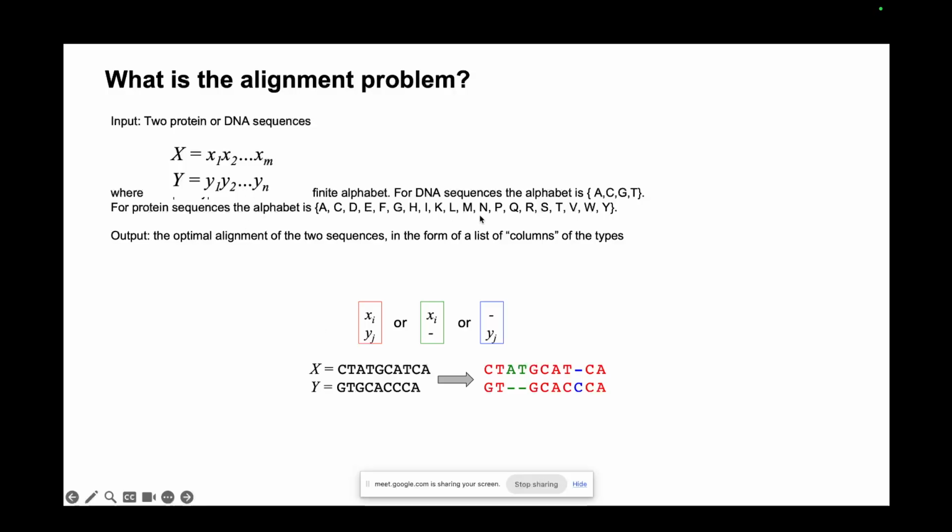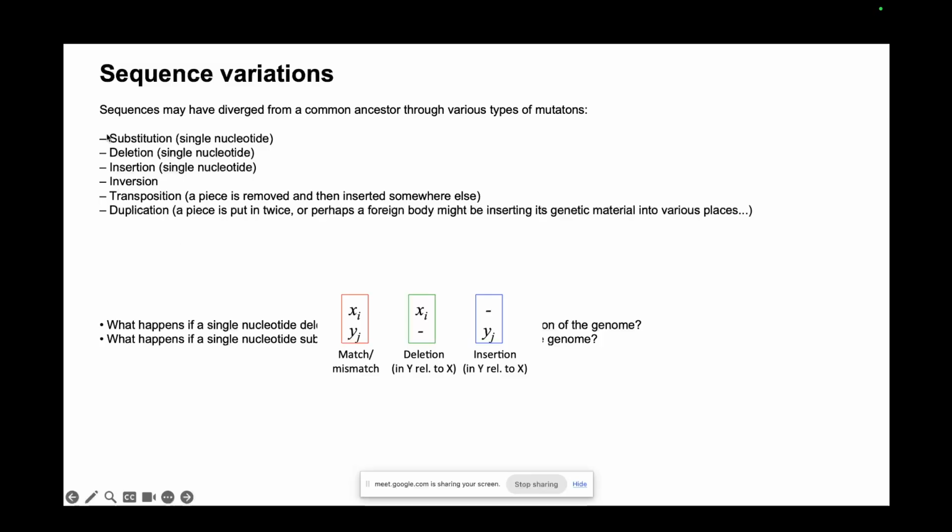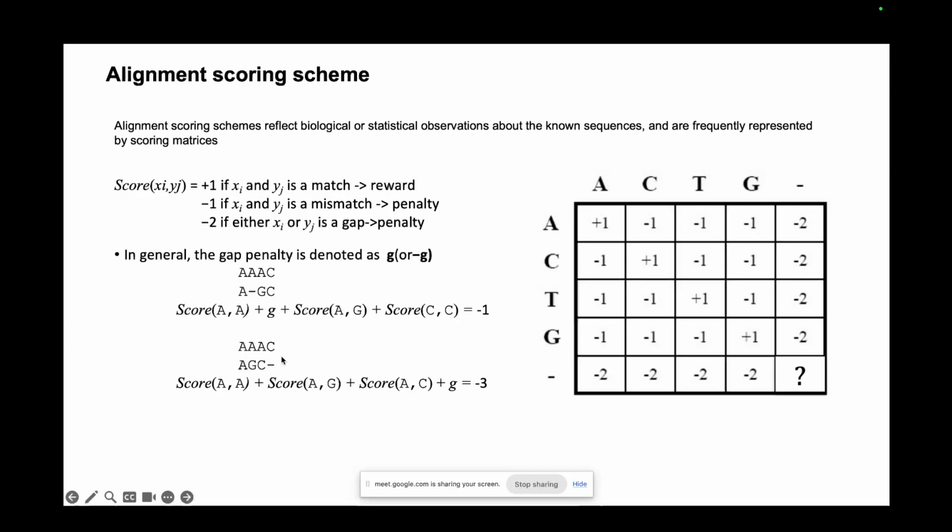You have two sequences, and what you want to find is the optimal alignment between them in the form of a list of columns of different bases. There can be variations in the sequence: substitution, deletion, insertion, inversion. These are the mutations that can occur in the genome, and this is what you want to check. We have different scoring schemes for that. If A matches with A, we use one score. If A does not match with A, say it matches with C, we use a penalty. So we use a scoring scheme to tell if the alignment is optimal or not.